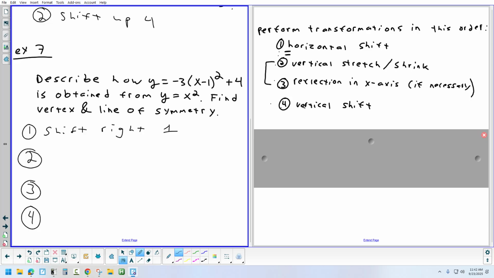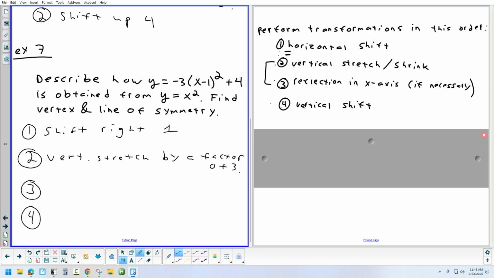Yeah, the 3. What's the 3 going to do? Stretch it. Which way? Vertically. Vertical. So vertical stretch. And just make sure we say how much. By a factor of 3. Okay, so we took care of the 3.